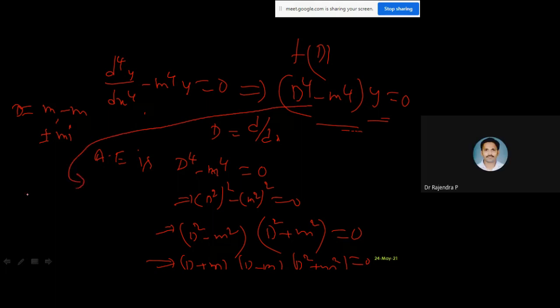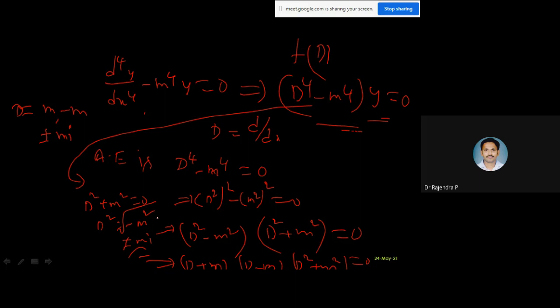Can you explain that plus or minus mi? Yeah, actually we have D square plus m square is equal to 0. So D square is equal to minus m square. D is equal to under root of minus m square. So that means plus or minus mi.